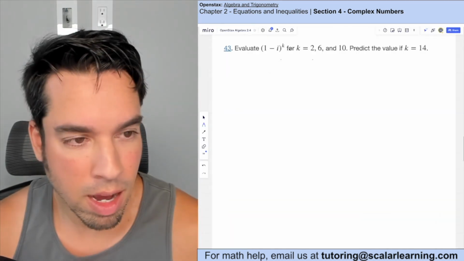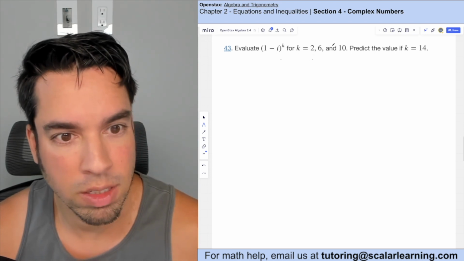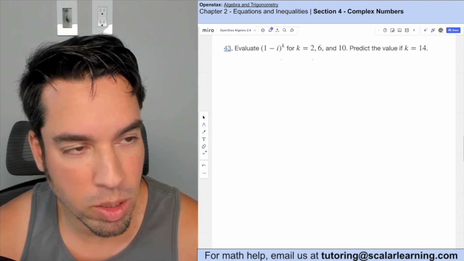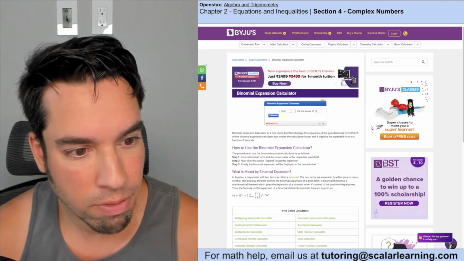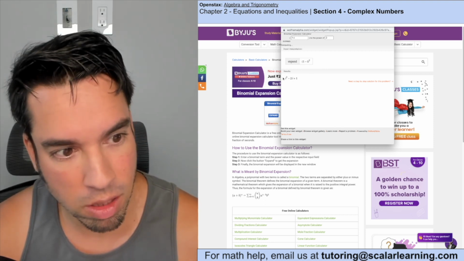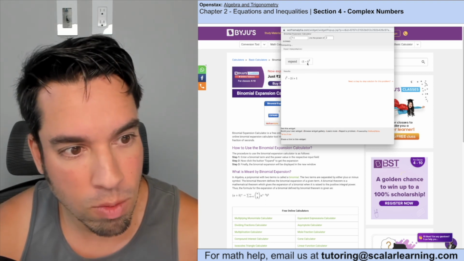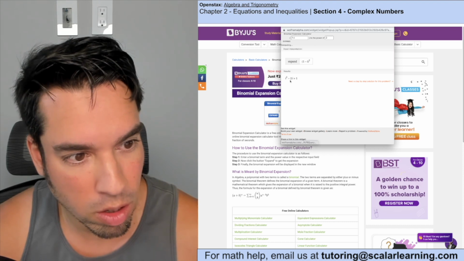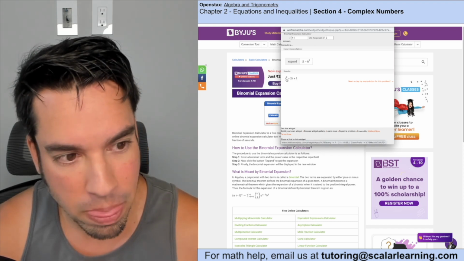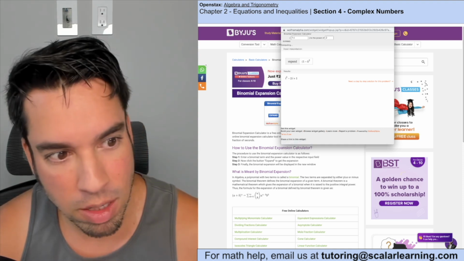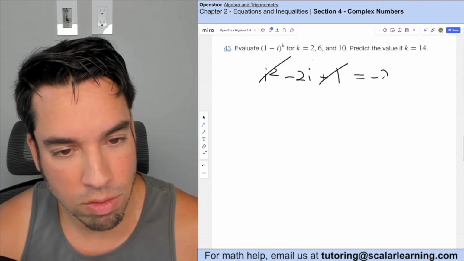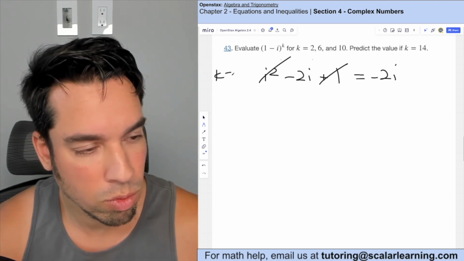Evaluate (1 minus i) to the k power for k equals 2, 6, and 10. Predict the value for k equals 14. So we're going to use this little binomial expansion calculator that I found, and we're going to give it a shot. By the way, this is the technology portion where they want you to use a calculator, that's why I'm using one. So (1 minus i) squared is i squared minus 2i plus 1. Since i squared is negative 1, it's just going to cancel out with the 1, but let's write it out. So these guys will cancel, and we get negative 2i. That's for k equals 2.